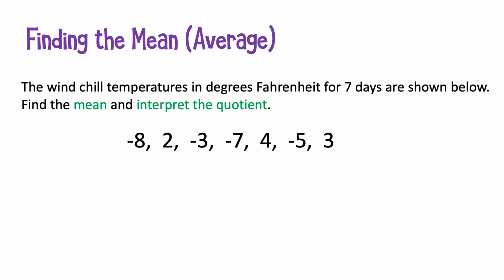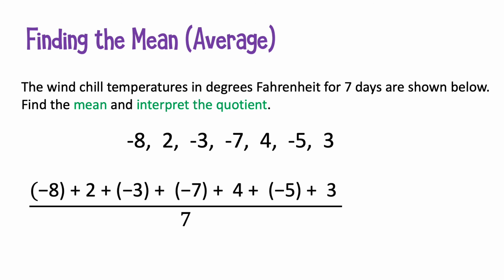In this word problem, it says the wind chill temperatures in degrees Fahrenheit for 7 days are shown below. Find the mean, or the average, and interpret the quotient. Interpret the quotient means divide. So we start by adding together the numbers in our data set. Negative 8 plus 2 plus negative 3 plus negative 7 plus 4 plus negative 5 plus 3.